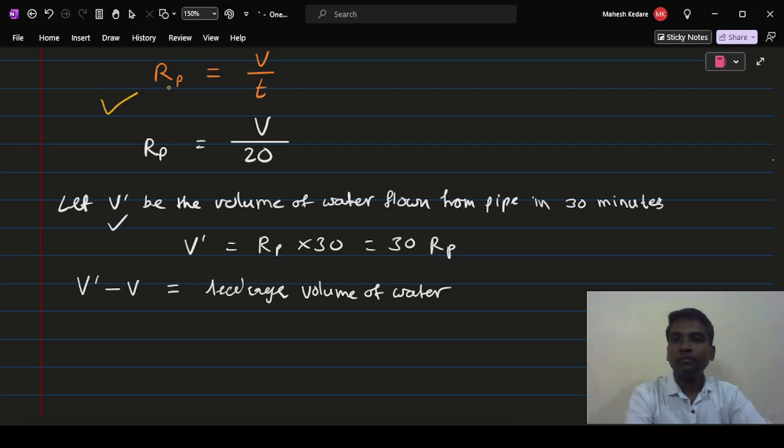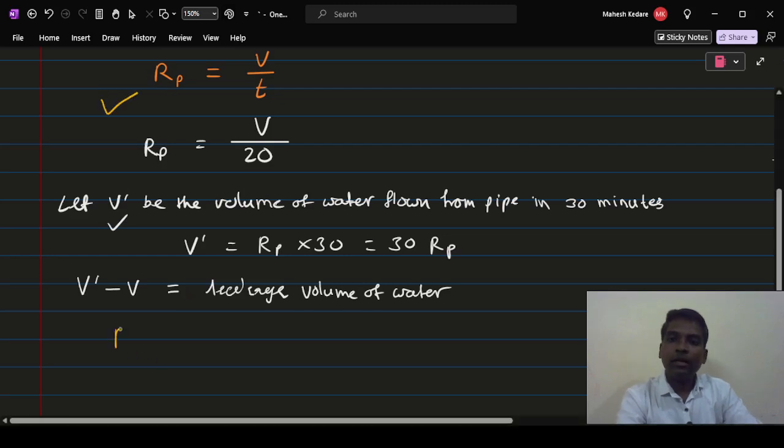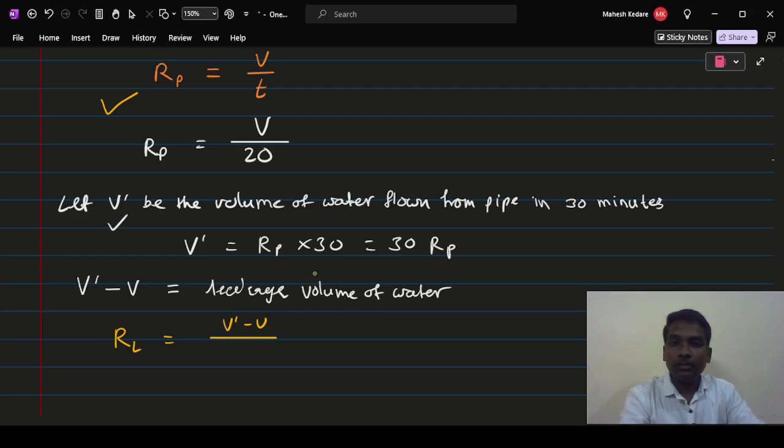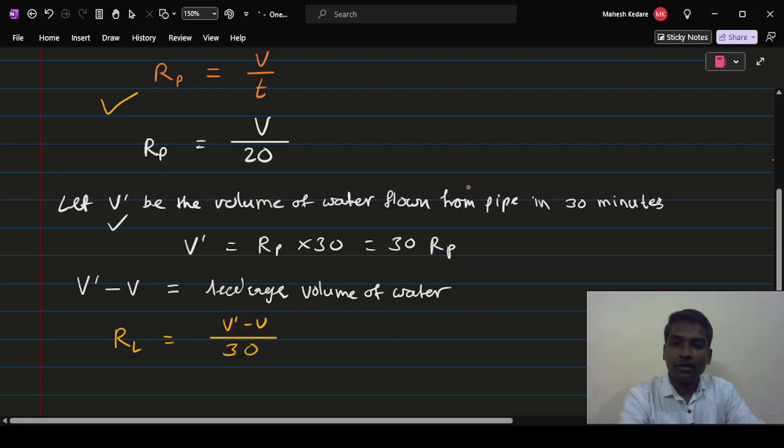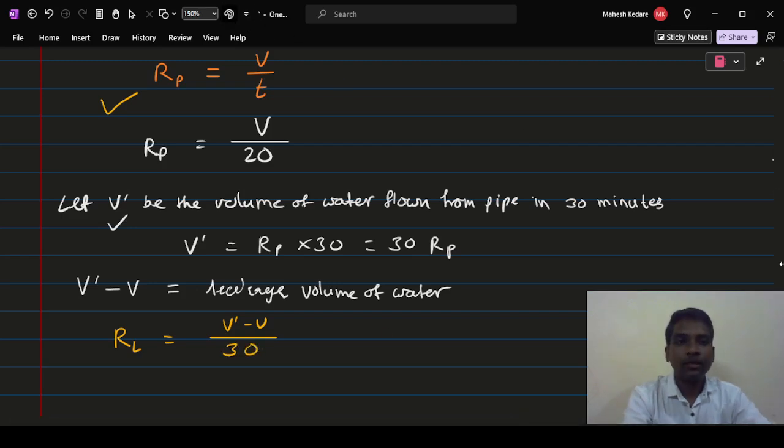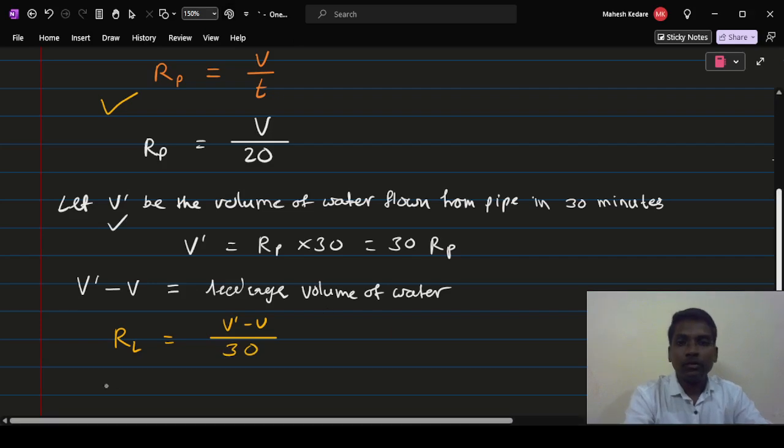Using the same formula as here, we can write the leakage rate of water RL equal to the volume of water leaking, V dash minus V, divided by the time, and the time in which the leakage takes place is 30 minutes. So we write 30 here. Now we write RL equal to, we replace V dash by 30 Rp, and for V we write Rp into T.